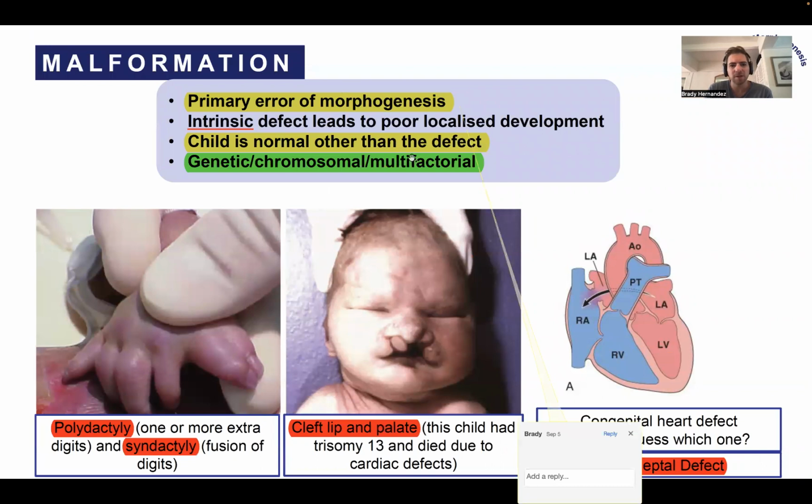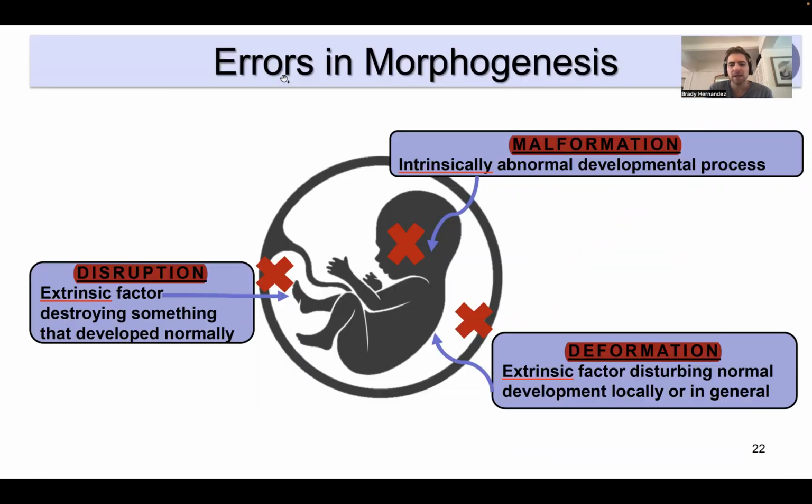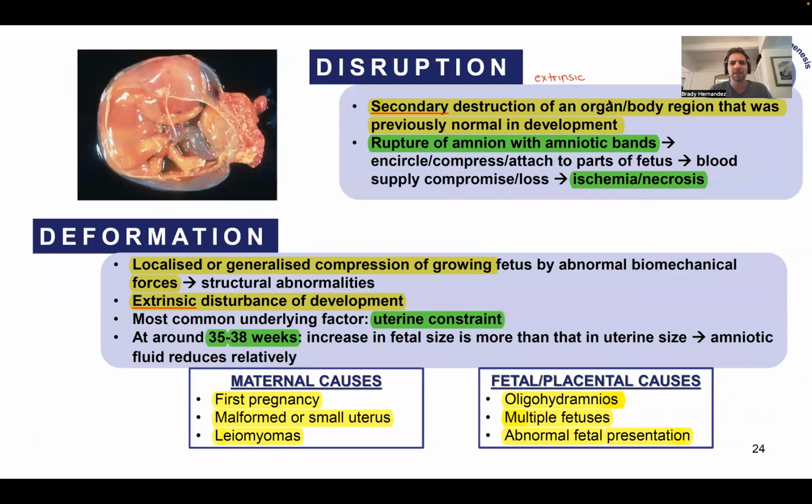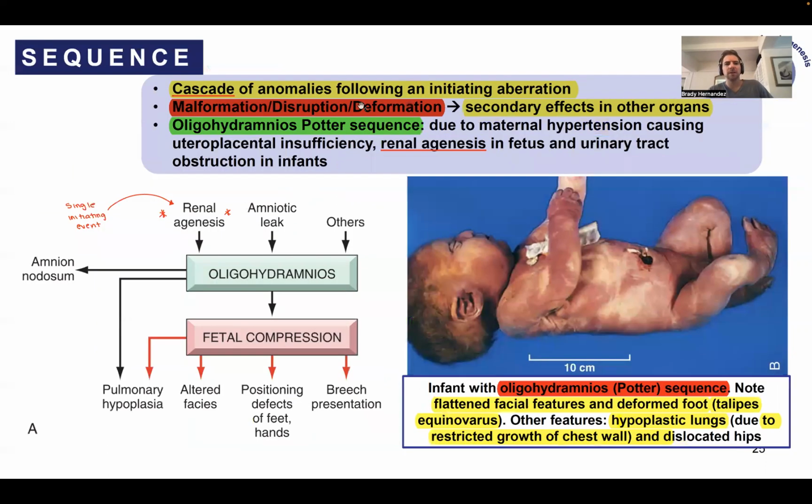So here's malformation, right? Malformation, as we said, is an intrinsic problem, an error in morphogenesis. So you could see polydactyly, cleft lip, ASDs, anything intrinsic. Deformation is extrinsic, so small uterus, stuff like that. Oligohydramnios is a big one, just very constricted space. And then a disruption, as I mentioned earlier: these amniotic bands that can form can cause decreased blood flow leading to ischemia. You can lose a limb or whatnot.